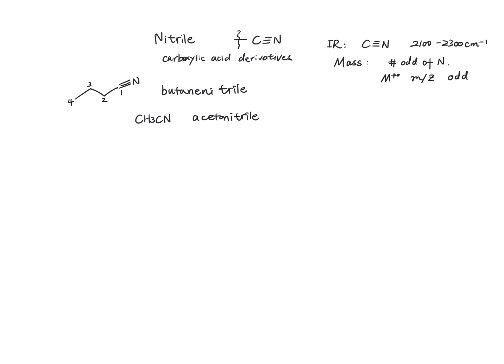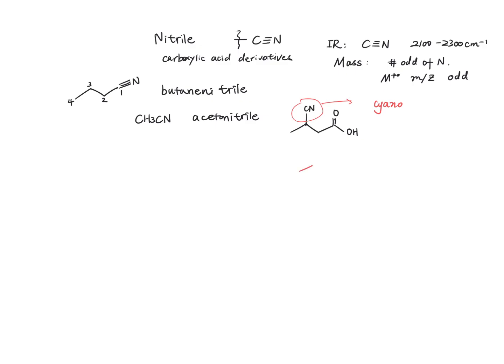Sometimes the nitrile has to be considered as a substituent on the parent chain because it does not have as high priority as a carboxylic acid. So if you have the same group on a carboxylic acid, then the carboxylic acid will win, and the nitrile will just act as a substituent. When it is a substituent, we call it cyano.